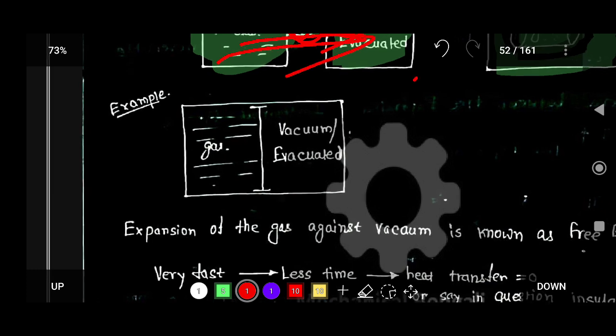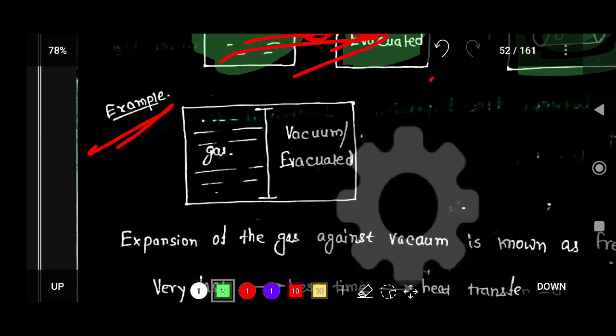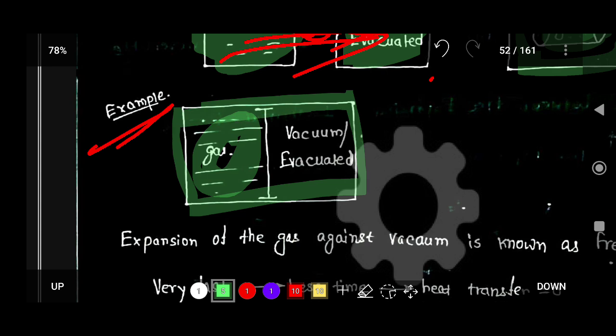Now another example. Suppose there is a whole cylinder with a partition. On the left side the gas has some pressure, and the right side is vacuum or evacuated, which means there is no air, no gas and no pressure. When the partition is removed, the gas goes from the left side to the right side. This is also an example of free expansion.